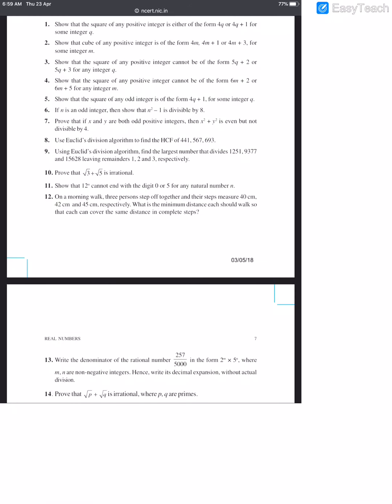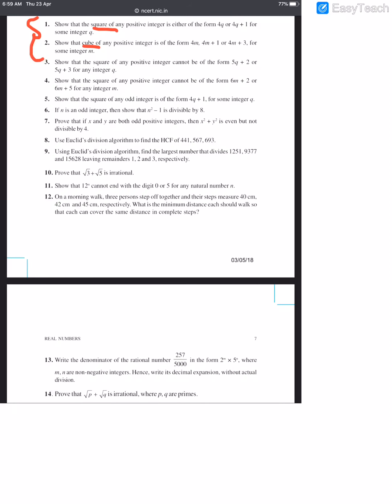So welcome to exercise number 1.4 exemplar. Here the question goes like this. Let us see, we have two same type of questions, one is square, one is cube. Show that the square of any positive integer is of the form 4q or 4q plus 1, and show that the cube of any positive integer is of the form 4m, 4m plus 1 or 4m plus 3 for some integer m.